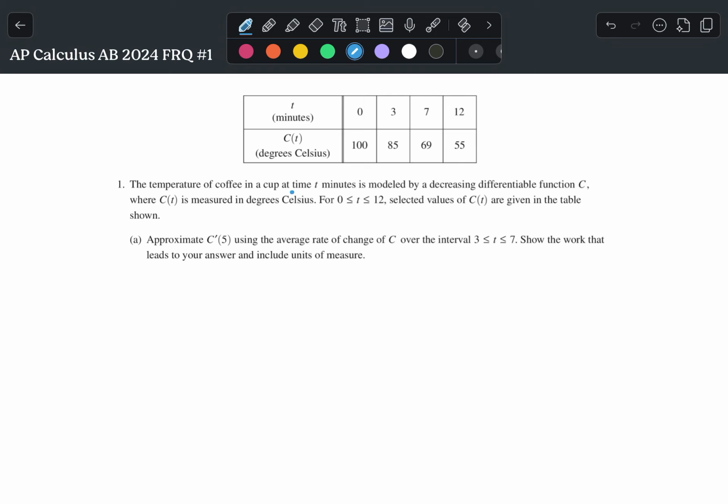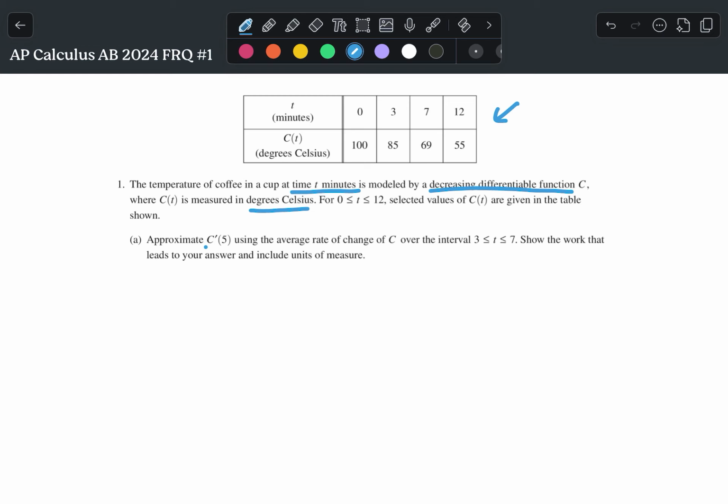It says, the temperature of coffee in a cup at time t minutes is modeled by a decreasing differentiable function c, where c of t is measured in degrees Celsius. For t between 0 and 12 inclusive, selected values of c of t are given in the table. So that's this one up here, table shown.